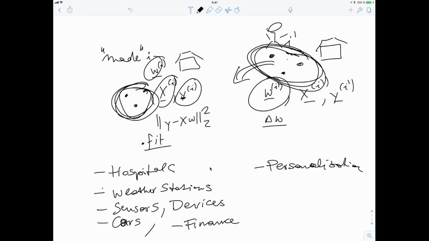So whenever you want to personalize models, federated learning might be a useful technology, because we will see that federated learning algorithms really train a separate model for each local data set. So this W hat here at node i and node j is different in general. So you use each local data set to train a local model. Okay, so far so good.